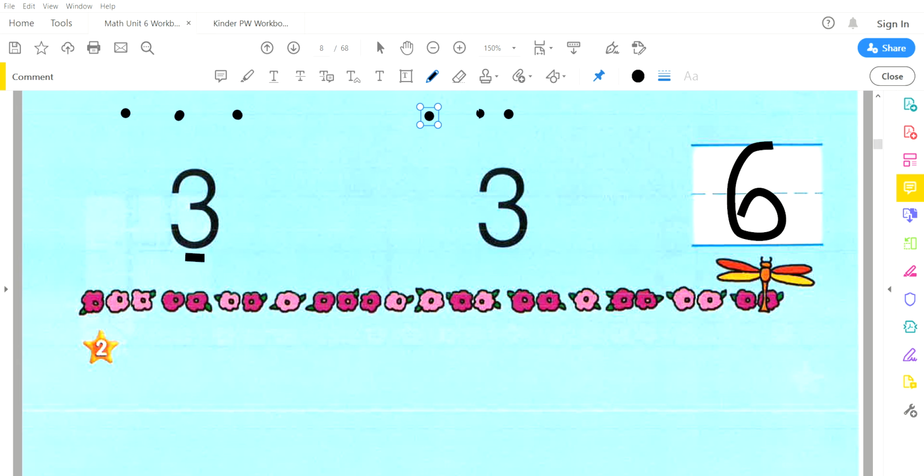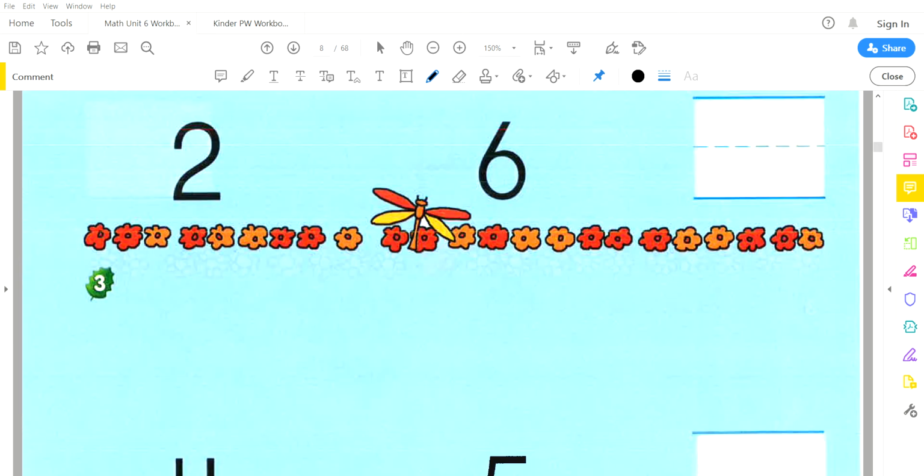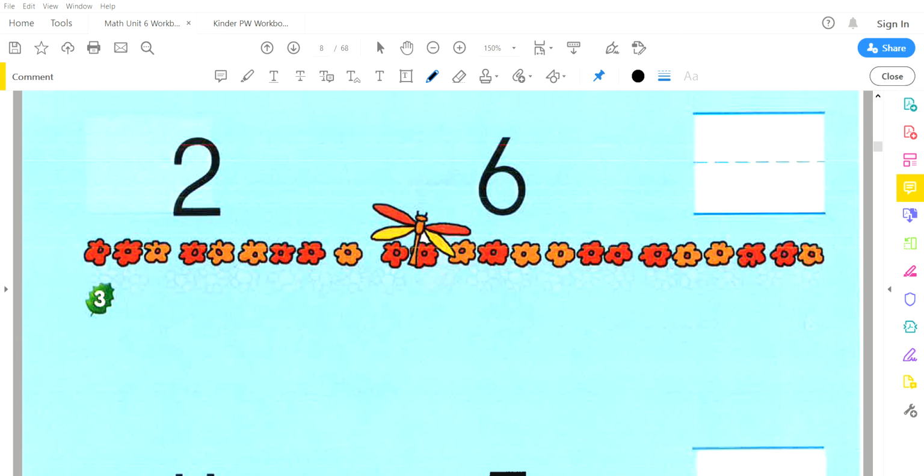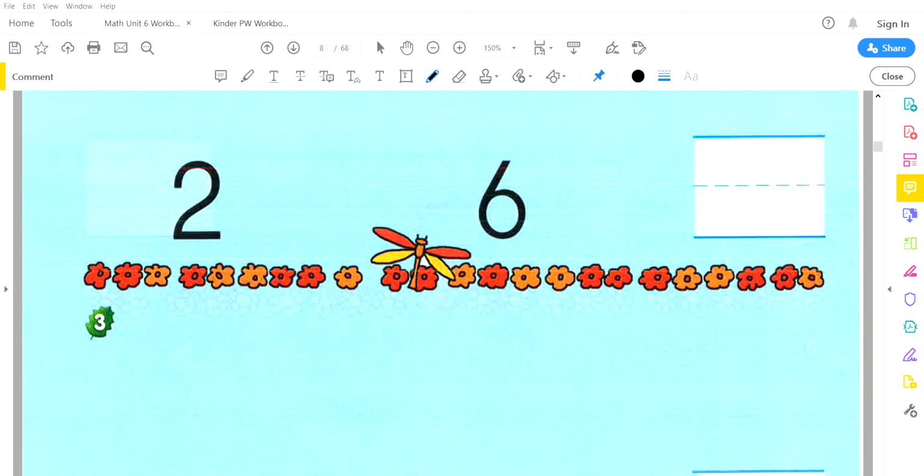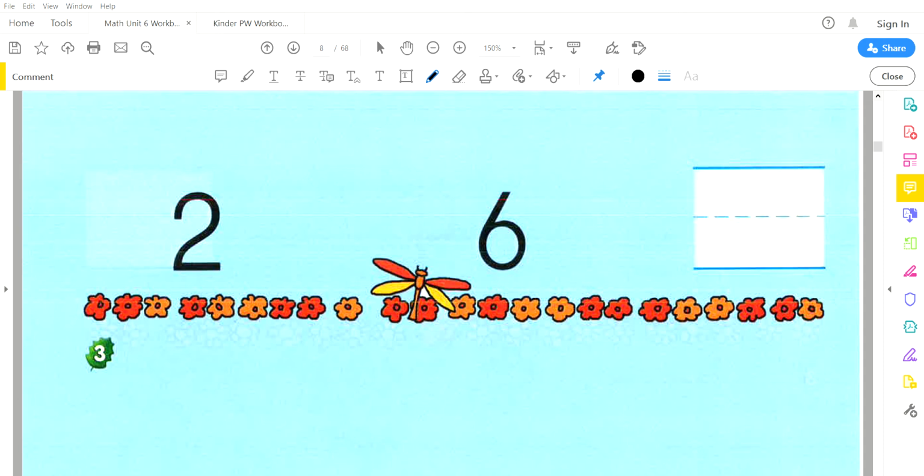Go ahead and look down at number 2. Okay, for number 2, I have 2 and 6. Let's see how many there are in all when we add 2 and 6 together. I'm going to continue using polka dots. I'm going to draw 2, and then I'm going to draw 6 more.